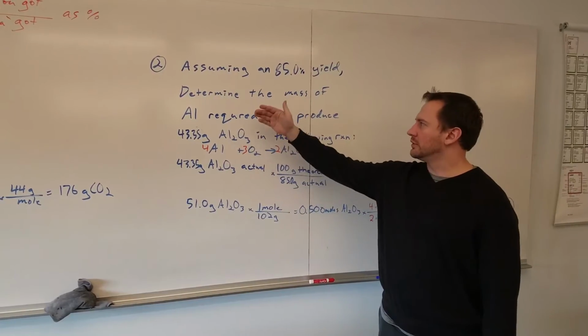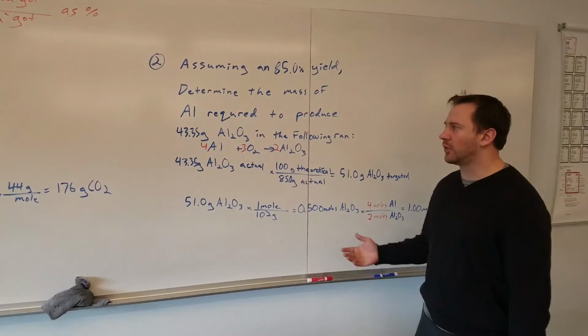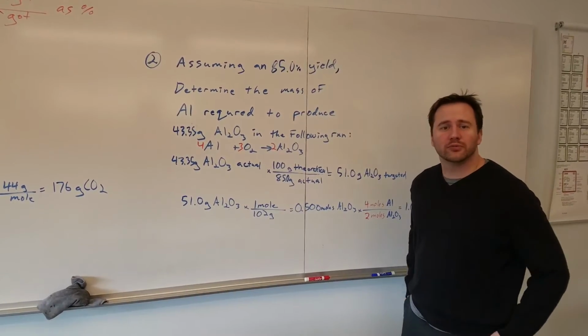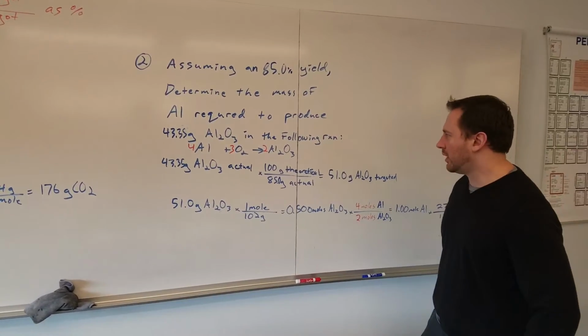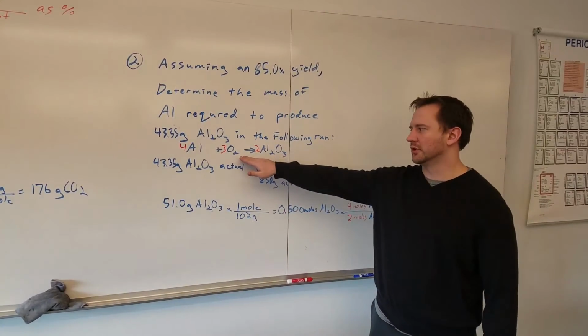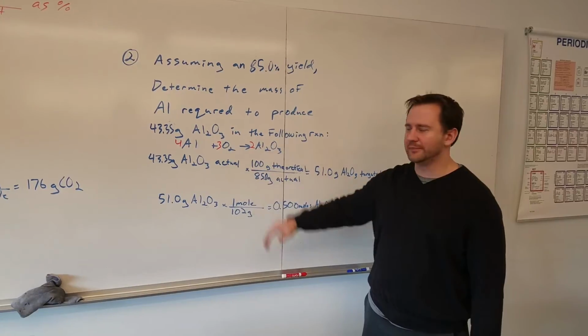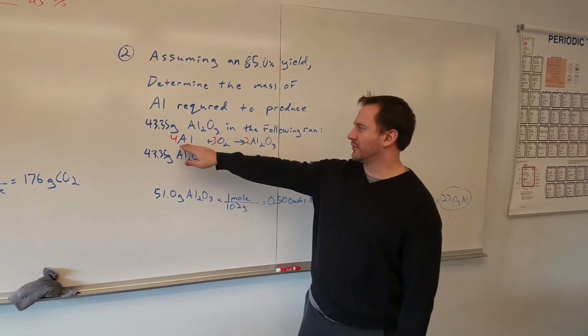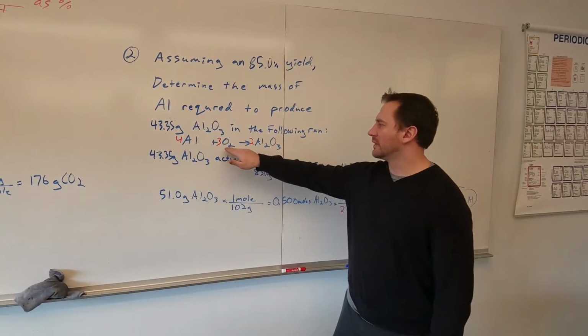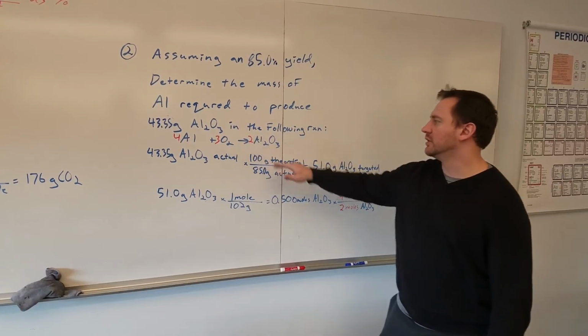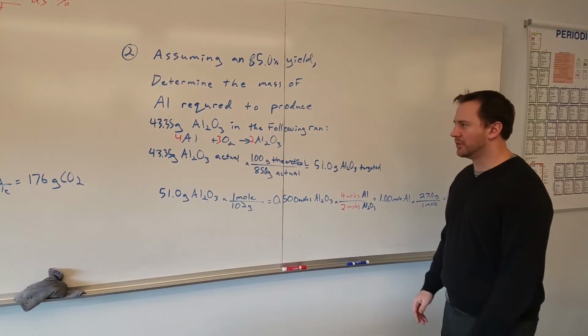In this one, you want to determine the mass of aluminum required to produce 43.35 grams of aluminum oxide using this reaction, the synthesis of aluminum oxide. So this says for every 4 moles of aluminum I react, I'm going to use up 3 moles of oxygen and produce 2 moles of aluminum oxide.